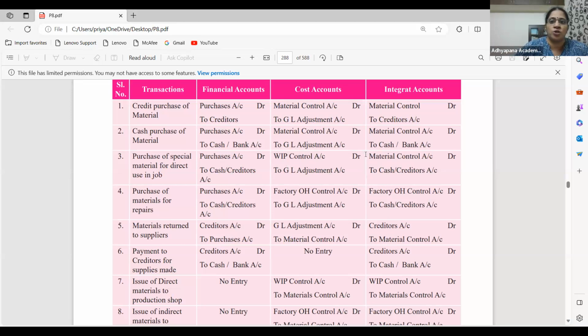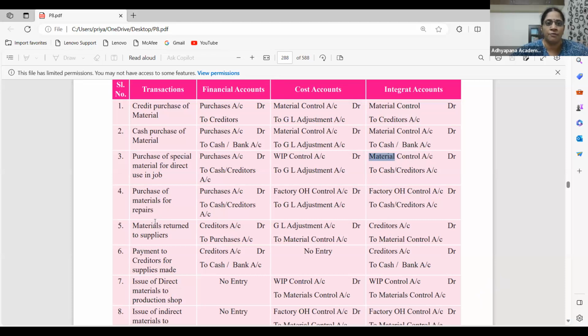Please make a change here. This is not material control. It is instead WIP control to cash or creditors. That will be the entry as per integrated accounting. Okay. So here in the third entry, it is not material control. It is WIP control. Okay.